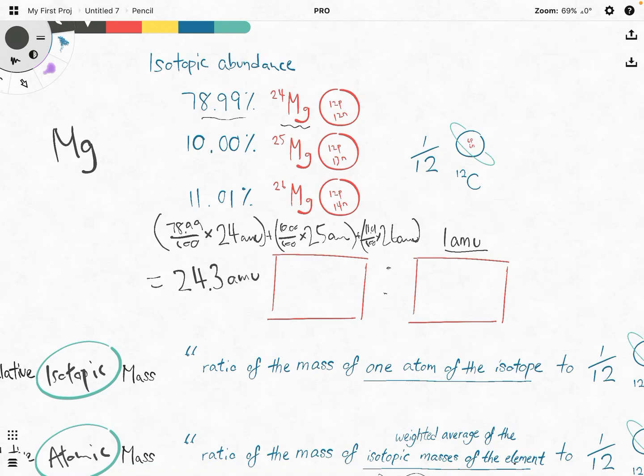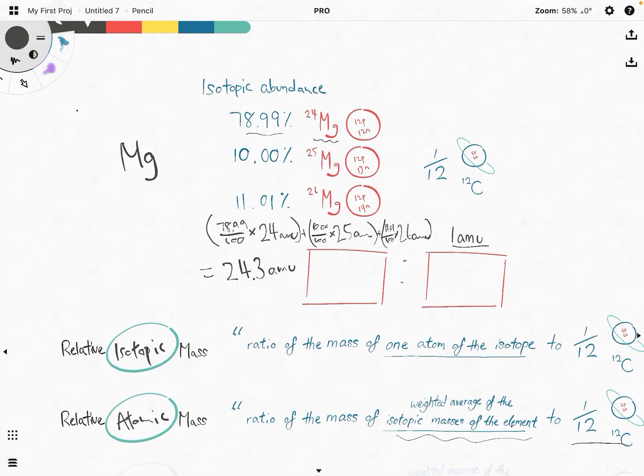Okay, so if I were to ask you what is the relative atomic mass of magnesium, I'm asking you what is the weighted average of all the isotopes. So very often, the symbol we'll use if we want to ask you what's the relative atomic mass of magnesium, we will use Ar, right? So what is the relative atomic mass, Ar, of magnesium? Every time you see Ar, atomic mass.